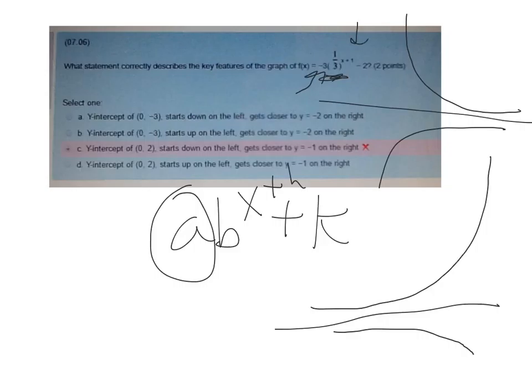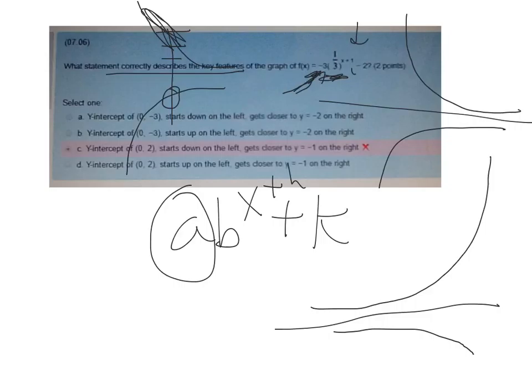Yes, there's a left-right shift. I don't know if we really need to worry about that, because if it's x plus 1, it looks like that would be shifted left 1, but I don't think we need to know this for this problem. I see an initial value of 3, so normally it would be like this, coming past the 2 like that, but it's been reflected because of that negative 3 in the front. And it's been shifted down 2.